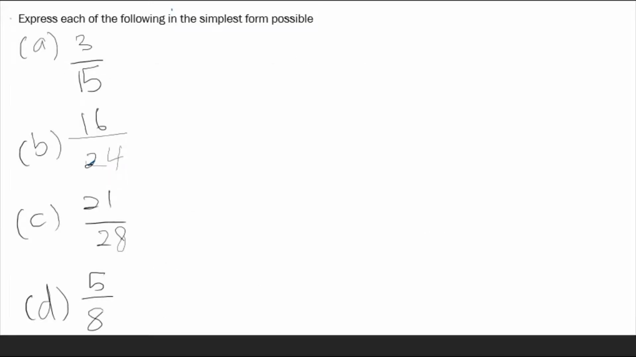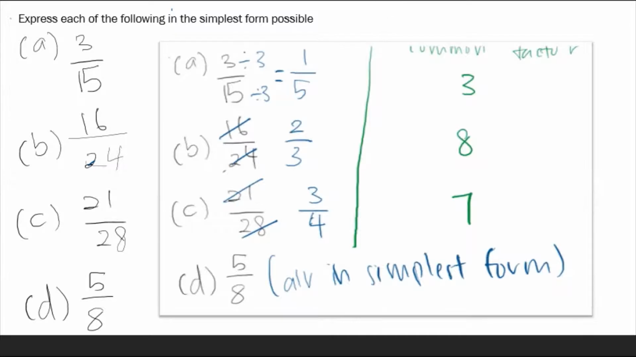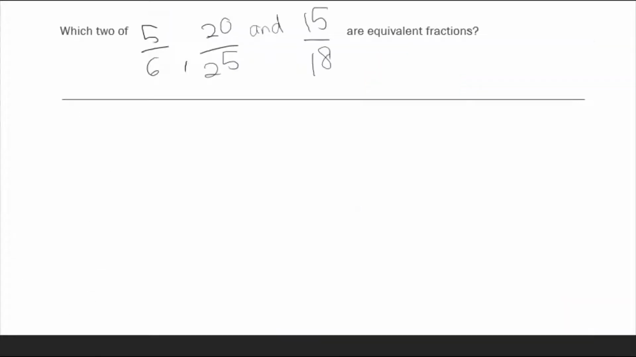These are some questions that you can attempt. Please do post if you want to, because I'll be revealing the answers now. 3 over 15 have a common factor 3. They can both be divided by 3. 5 over 8 is already in its simplest form, so they cannot be further divided. And the second question.